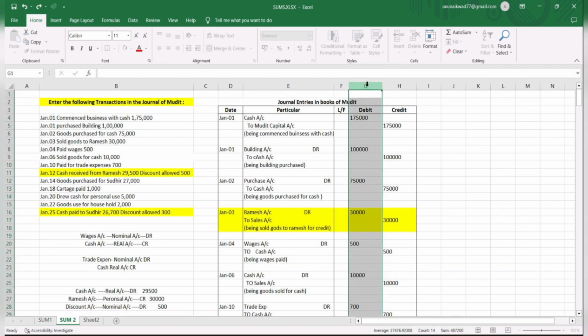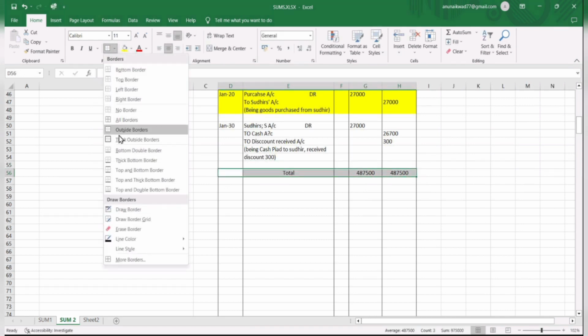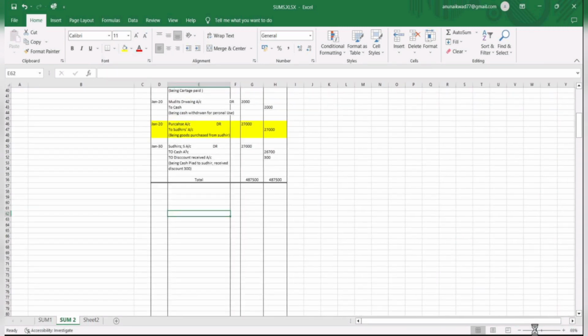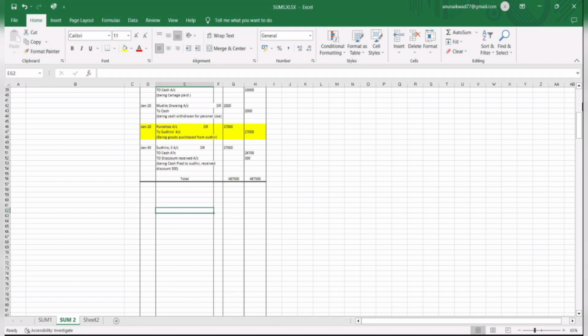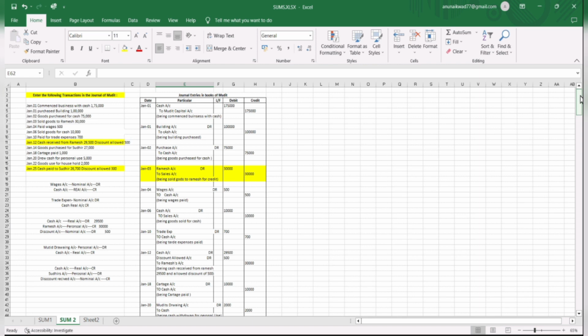So the total of our debit and credit is 4,87,500. This is our total. This is how we have to analyze the transaction from the business point of view and then record them in our journal. So this is it for today's video.